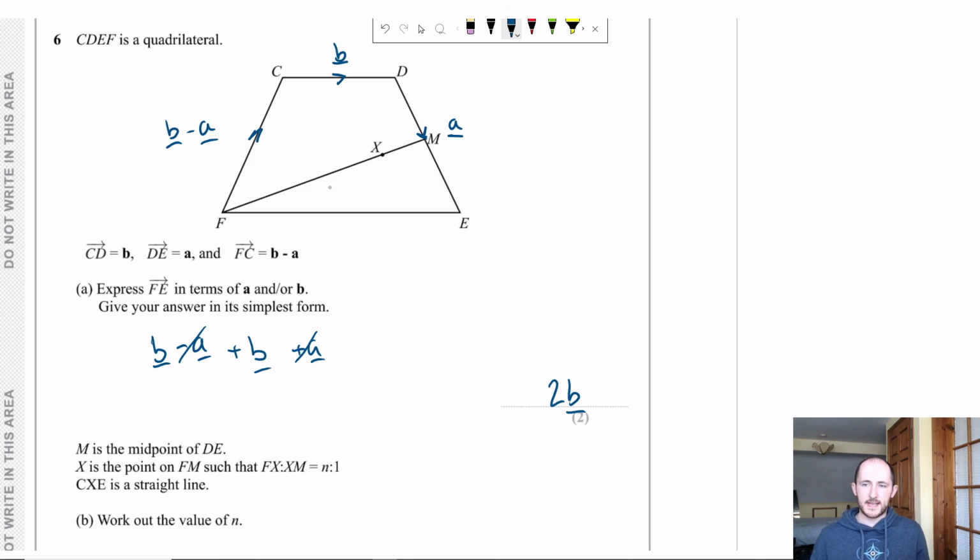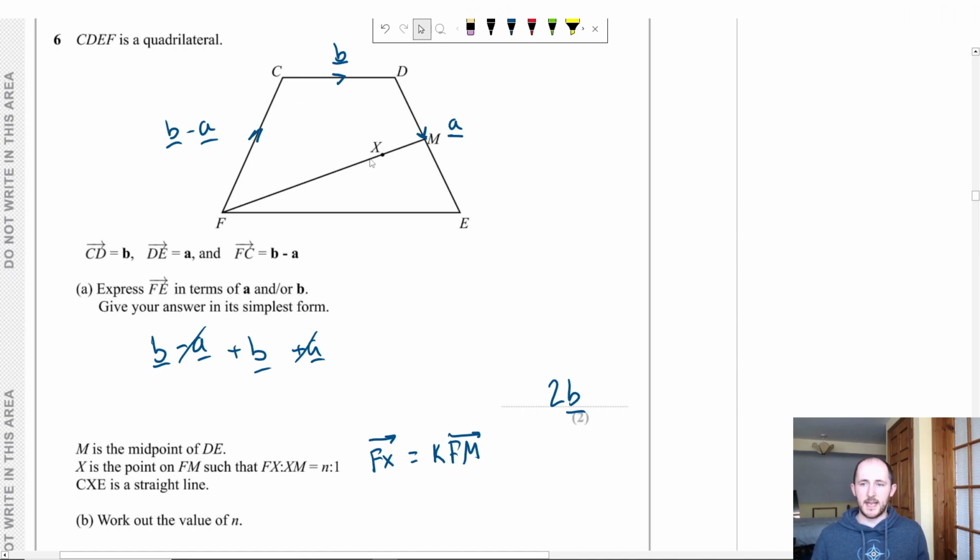So, what it's saying is that FX is going to be some fraction of FM, right? That's what that n is. It's going to be the fraction of FM that it is. So because we don't know what that fraction is, I'm going to call it k, right? Now this isn't necessarily going to equal n, okay? But we're going to use it to work out n. So again, all I've written here is that F to X is a fraction of the total line F to M, okay?